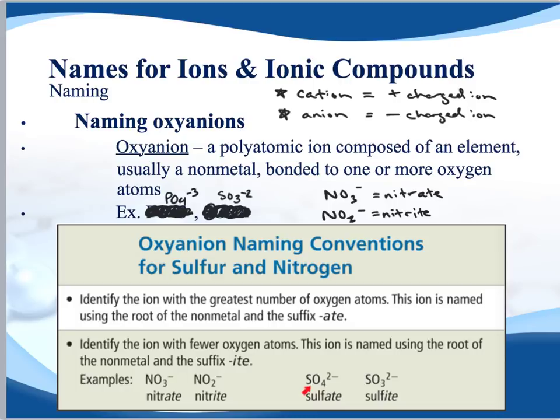And down below here, here's another example. The SO4 -2 ion versus the SO3 -2 ion. This is a sulfate ion. This is a sulfite ion. Notice, it doesn't matter what the number of oxygen is. It's just which one has more and which one has less. So even though this one has 3 and this one has 2, the 3 is the -ate here and the 2 is the -ite here. And over here, the 4 is the -ate and the 3 is the -ite. It's not about a specific number, it's about which one has more.